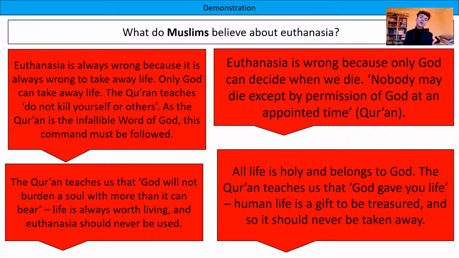The Quran teaches, do not kill yourself or others. As the Quran is the infallible word of God, this command must be followed. The Quran teaches us that God will not burden a soul with more than it can bear. Life is always worth living, and euthanasia should never be used or allowed. Euthanasia is wrong because only God can decide when we die. Nobody may die except by permission of God at an appointed time. And finally, all life is holy and belongs to God. The Quran teaches us that God gave you life. Human life is a gift to be treasured, and so it should never be taken away.